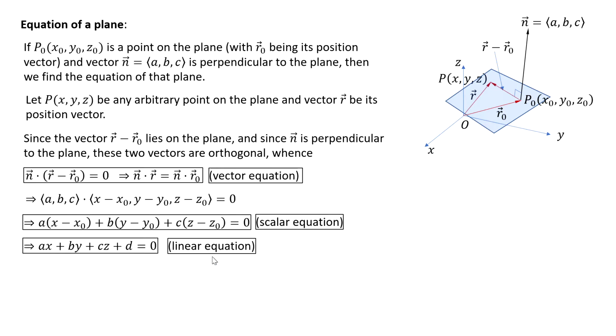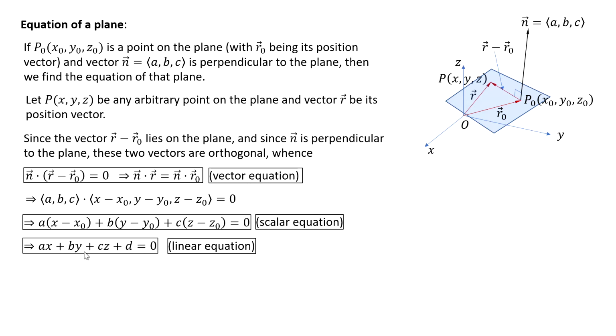What else? I was about to just move on. Oh no, here we need to stop at this point. This equation is very, very important. So the equation of the plane, the linear equation, is ax plus by plus cz plus d is equal to 0.